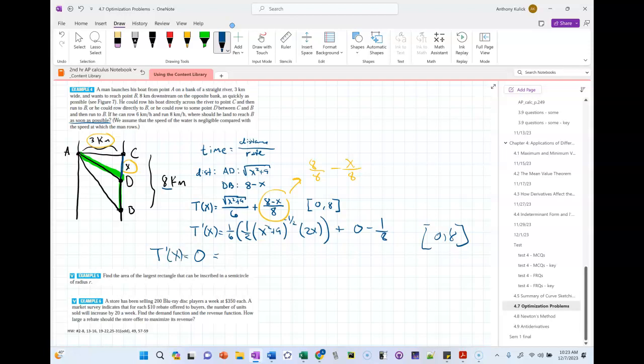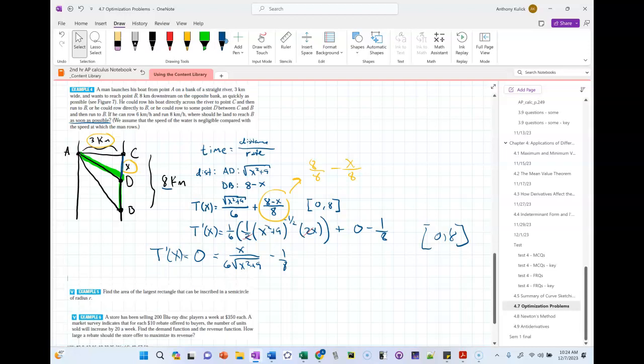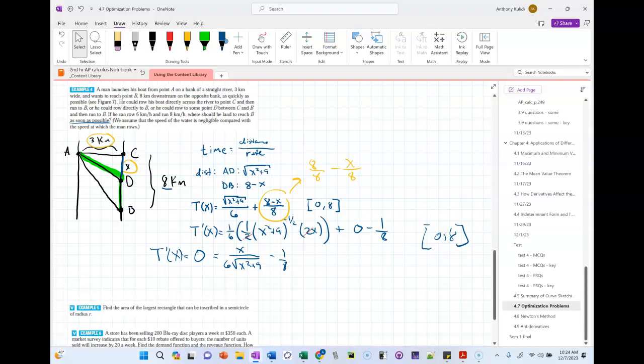So let's see, let's clean up some here a little bit. So I have x over 6 square root x squared plus 9 minus 1/8. Everybody's okay with how I cleaned up there? Just 2x over 12. Yes.